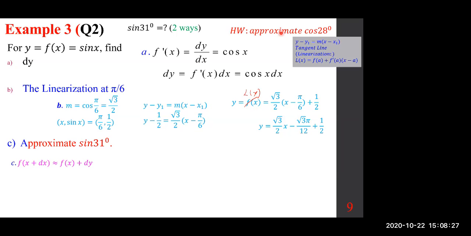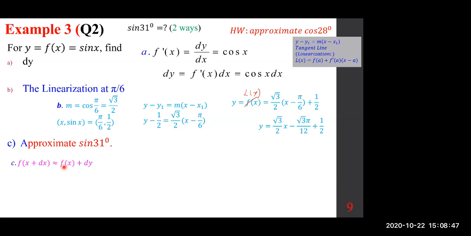That one is part of the homework. I put cosine of 28 degrees. So we want f of x plus dx, where dx is 1 degree, but remember, you really have to change that accordingly, everybody.